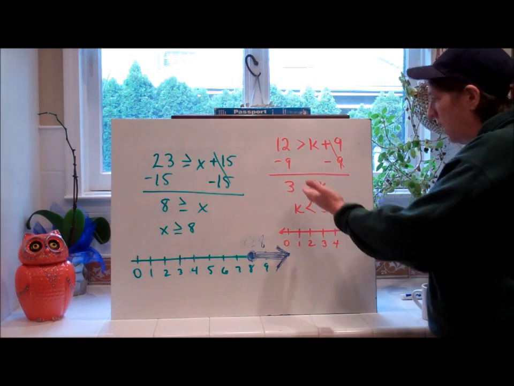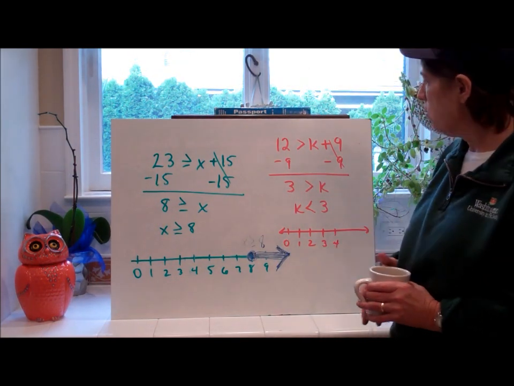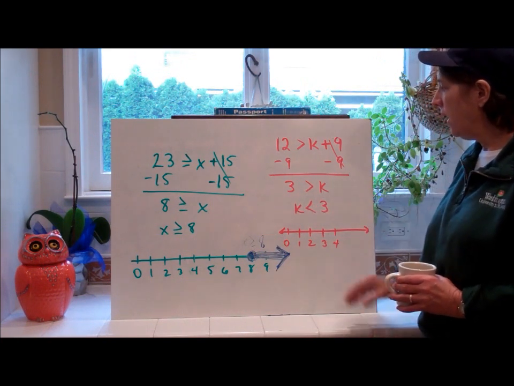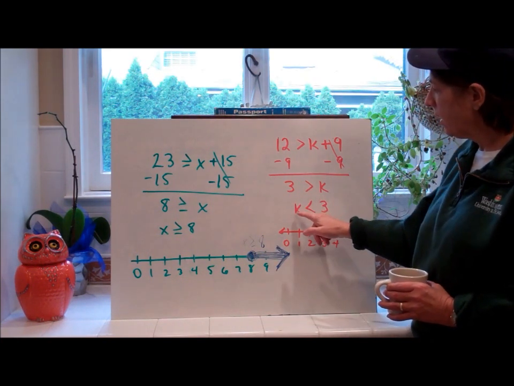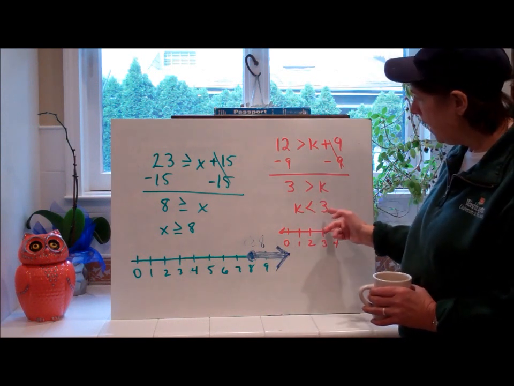We're going to subtract 9 from both sides. We saw it's just like a one-step equation, but now it's a one-step inequality. We get 3 is greater than k. We're going to flip this around. We're going to get k is less than 3. It's the same thing: 3 is greater than k is the same as k is less than 3.